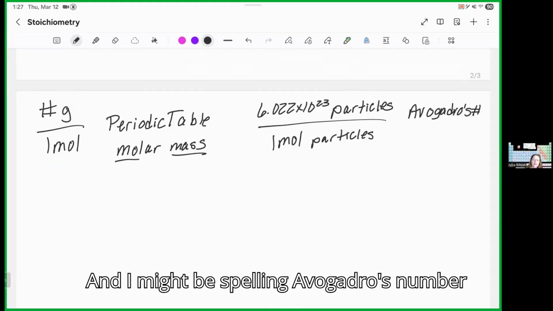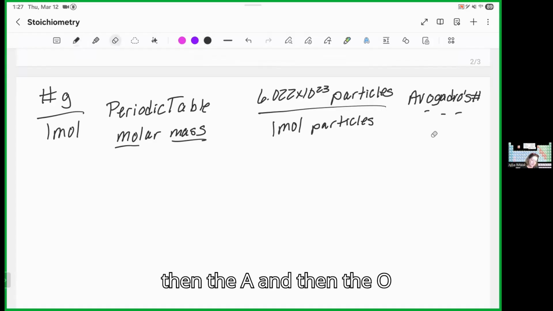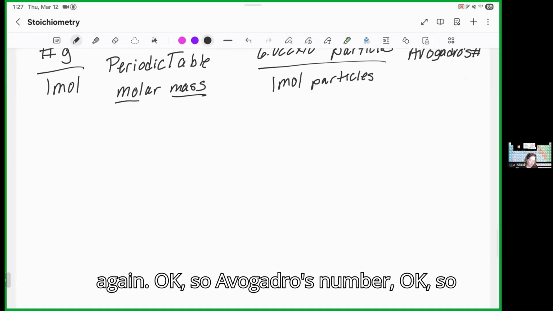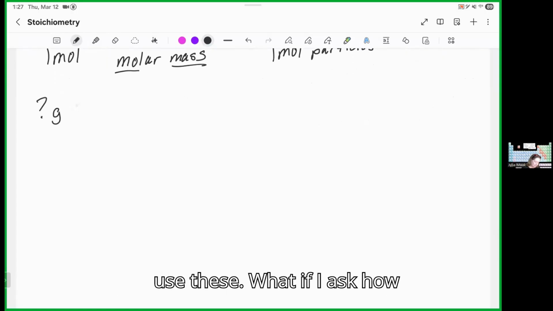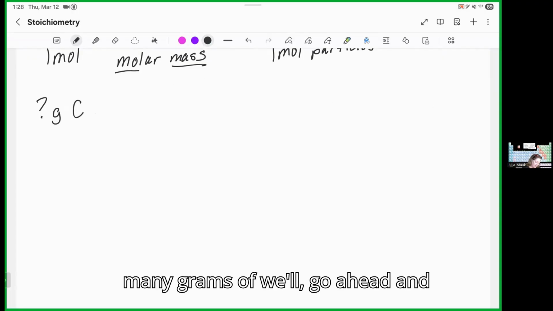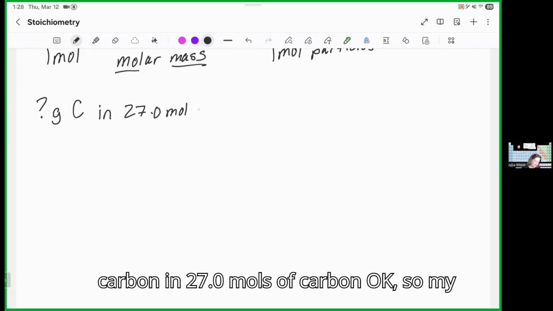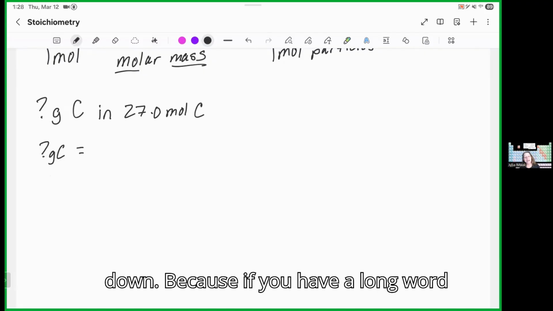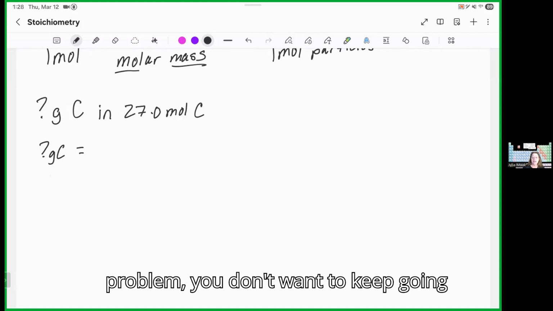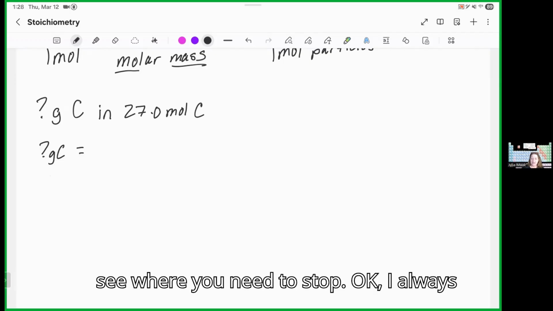And I might be spelling Avogadro's number wrong. Let me check. Nope, that is correct. The O first, then the A, and then the O again. Okay, so Avogadro's number. Let's look at how we're going to use these. What if I ask how many grams of, we'll go ahead and use carbon since we had talked about carbon, in 27.0 moles of carbon. So my question is grams of carbon. And you're going to see I always write my question down, because if you have a long word problem, you don't want to keep going back and looking at your word problem to see where you need to stop.